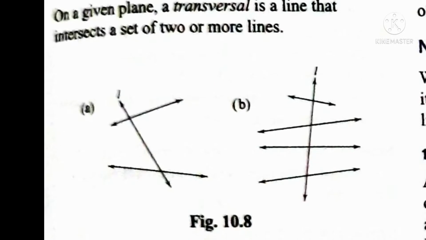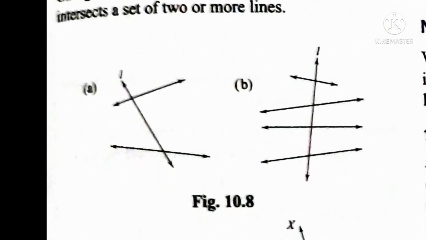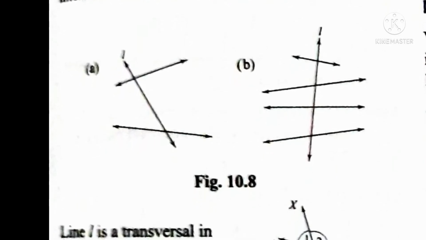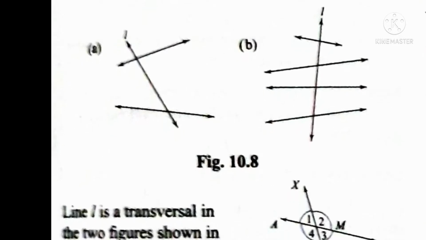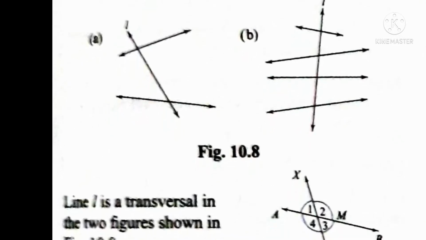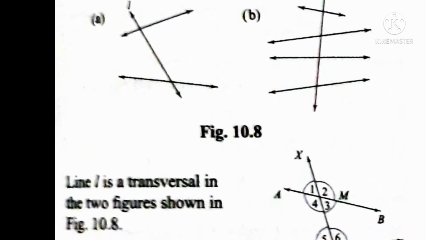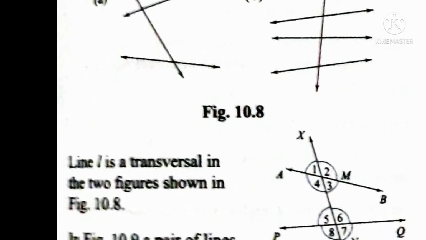So here in this figure 10.8, in A and B, you can see L is a line which intersects two or more than two lines. So what happens when a transversal intersects two or more than two lines? They form angles. As we have already discussed in the last class, whenever two lines intersect, angles are formed.